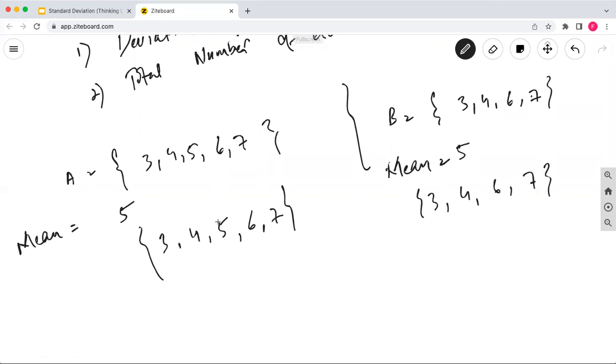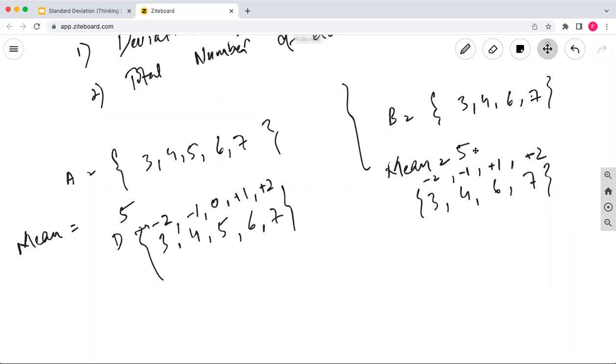In the first one, our mean is 5. So 3 is how much below 5? -2. 4 is how much below 5? -1. And I'm writing this as deviation. 5 is at 0, 6 is 1 above, and 7 is 2 above. And if we see the other one, our mean is 5, 3 is 2 below, 4 is 1 below, 6 is 1 above, and 7 is 2 above.